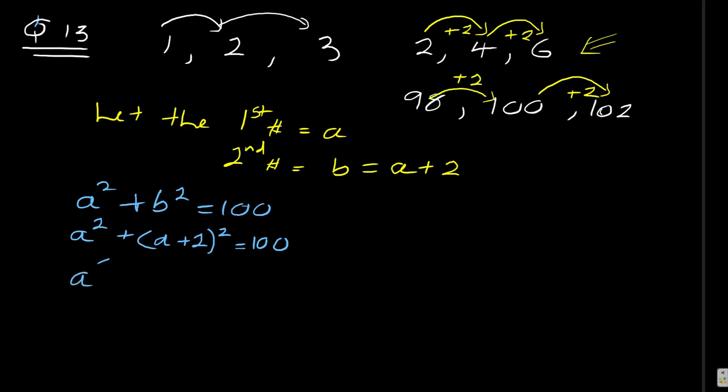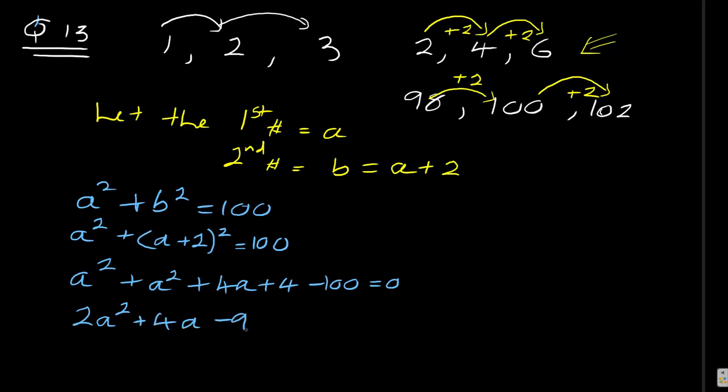So if you solve this, you expand that square, it will be A squared plus A times 2, which is 4A, plus 4 minus 100 is equal to 0. So you have got 2A squared plus 4A minus 96 is equal to 0. So now you can use your quadratic equation.